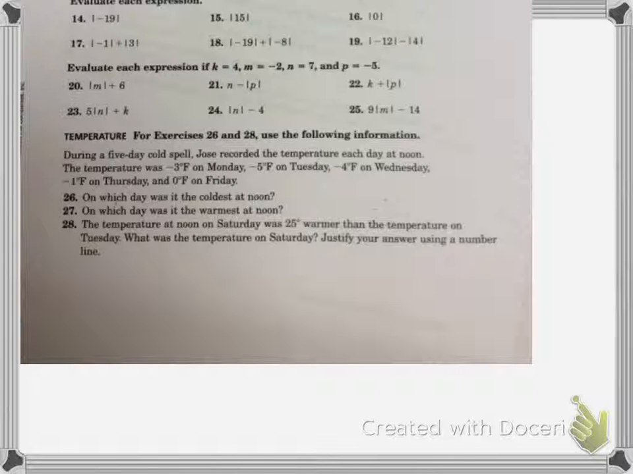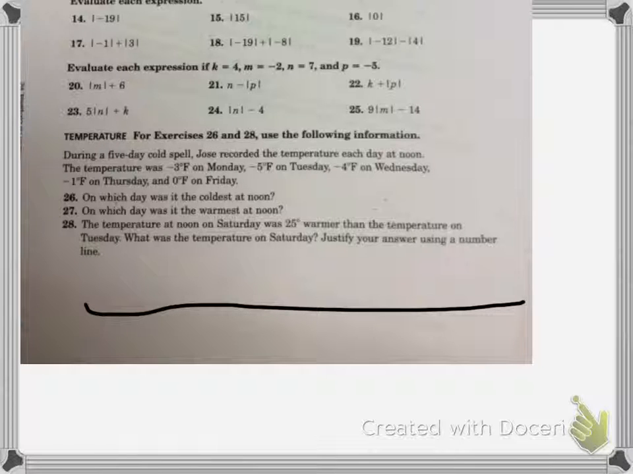And then 28, the temperature at noon on Saturday was 25 degrees warmer than the temperature on Tuesday. What was the temperature on Saturday? Justify your answer using a number line. So you're going to create a number line like this. And it says it was 25 degrees warmer on Saturday than it was on Tuesday.